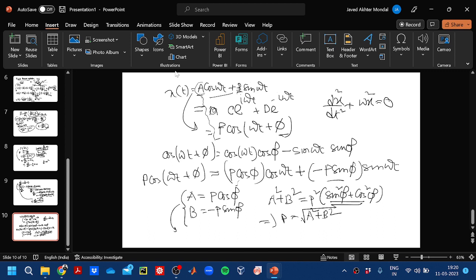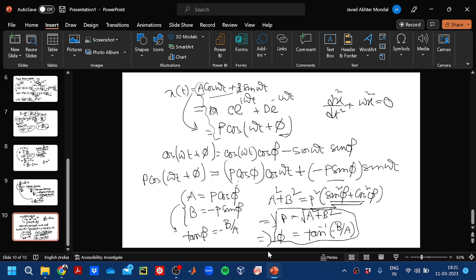So from these two, we can write tan phi equal to minus b by a. So from here we will get phi equal to tan inverse of minus b by a. So this is the relation between this a and b and p and phi.